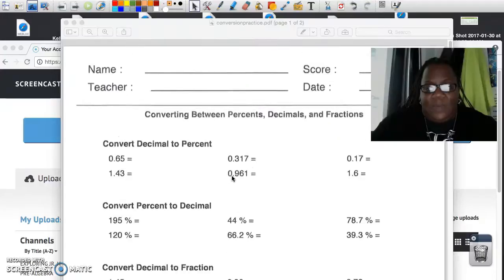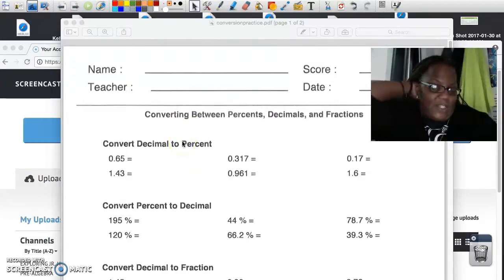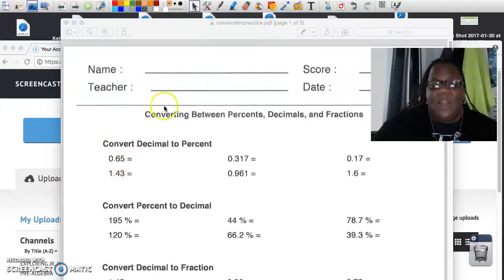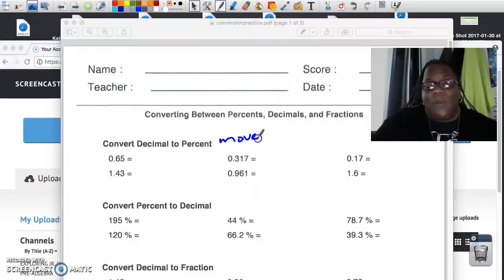So this is where I'm going to begin. What we're doing is converting between percents, decimals, and fractions, and converting means changing one from the other. So if I have a percent, or excuse me, a decimal, I need to know how to change it to a percent, okay? So real easy like, this is all you have to do. And if you need to, make a note. Excuse my sloppy handwriting. That stands for decimal.